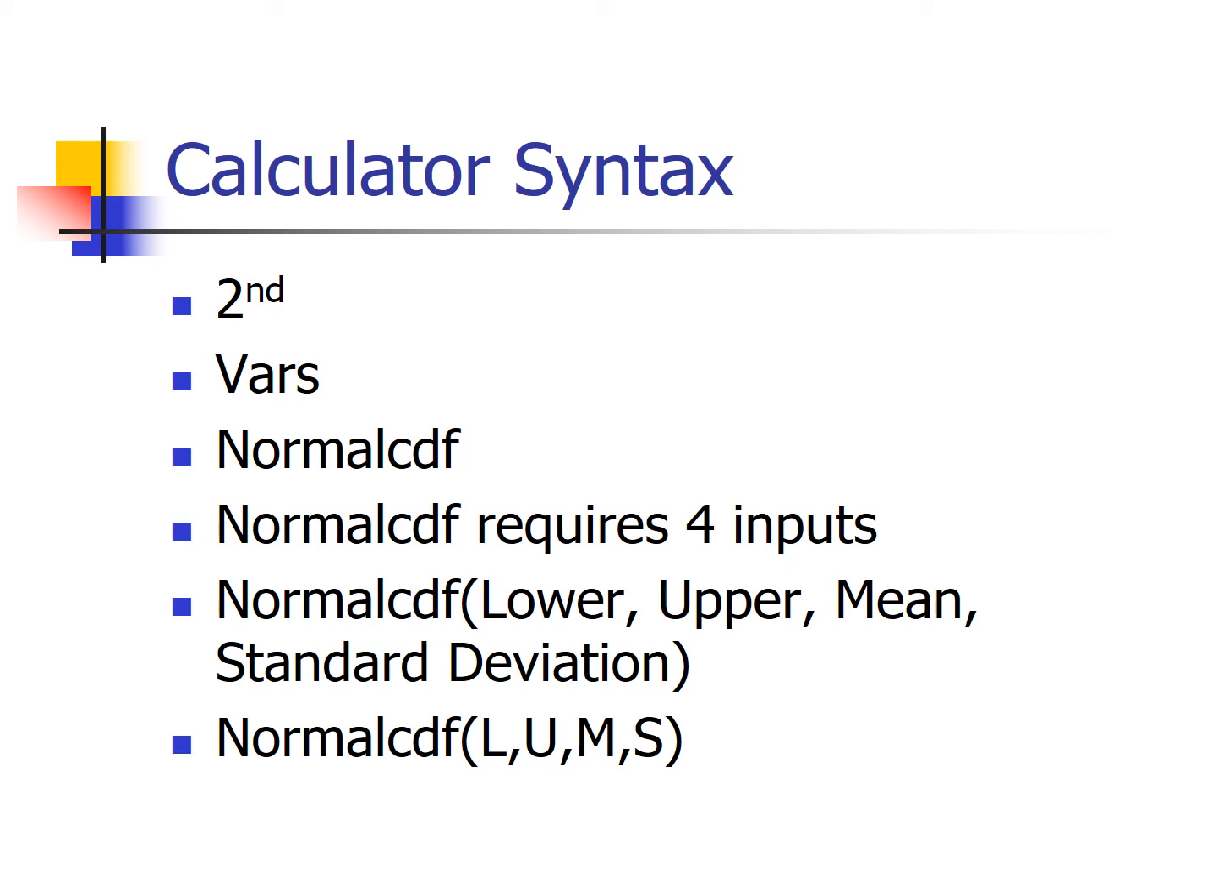So, to find normal probabilities, we use normal CDF. We need 4 inputs in this order: lower, upper, mean, standard deviation. Lahore University Managerial Sciences.